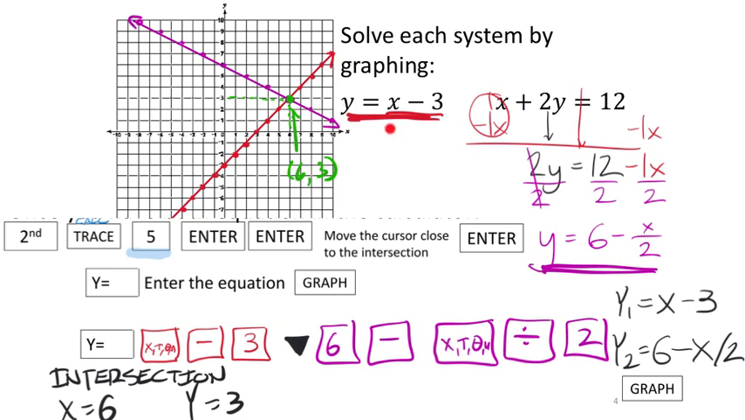Now I kind of used slope-intercept form. I didn't go over it. You can use the same method we did in the last lesson as well. Either way, you need to get this same ordered pair. The graph would have given us those values right there, okay?